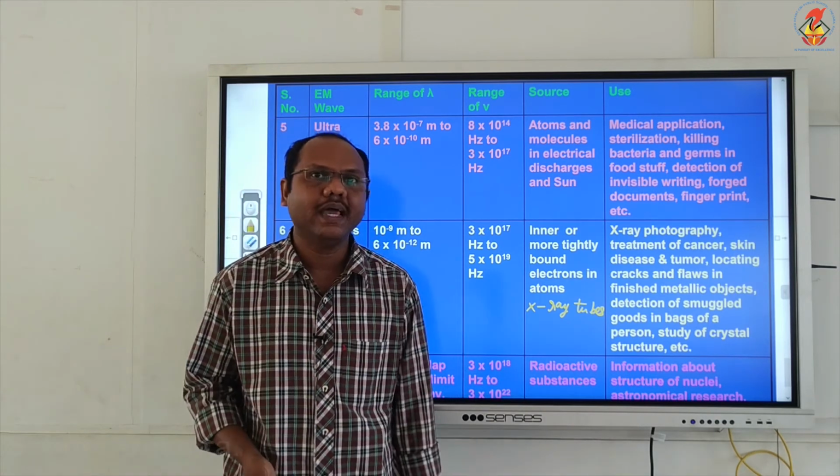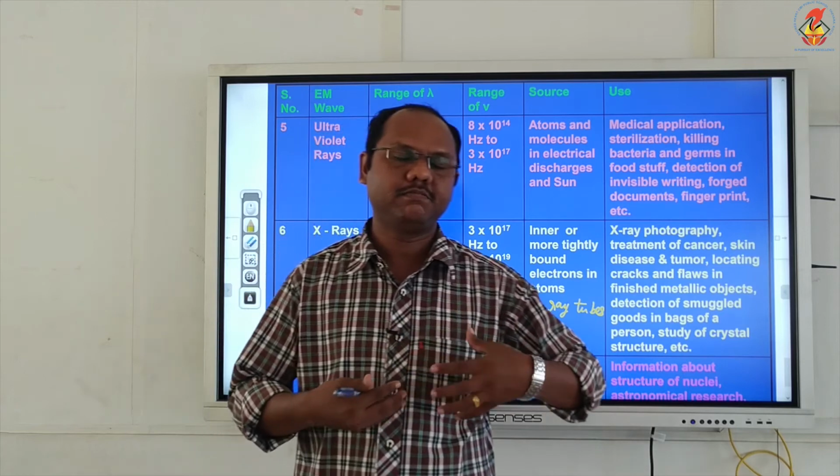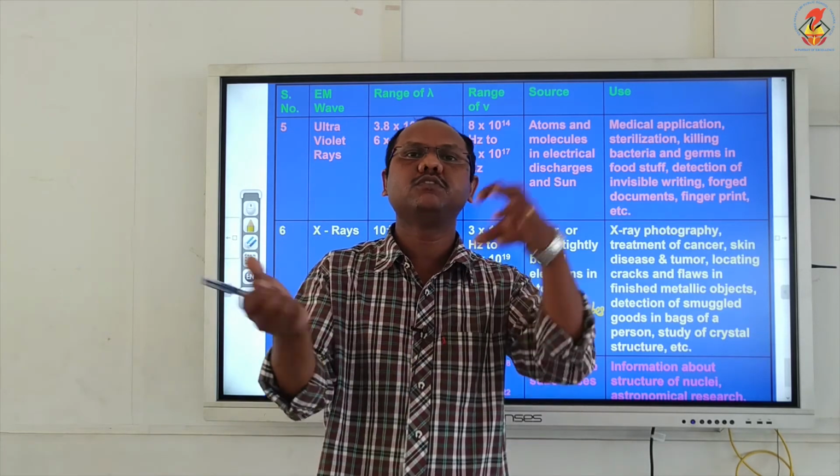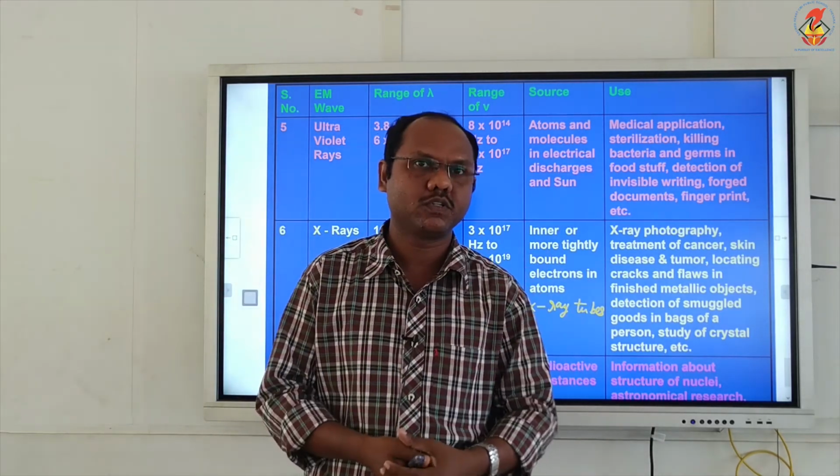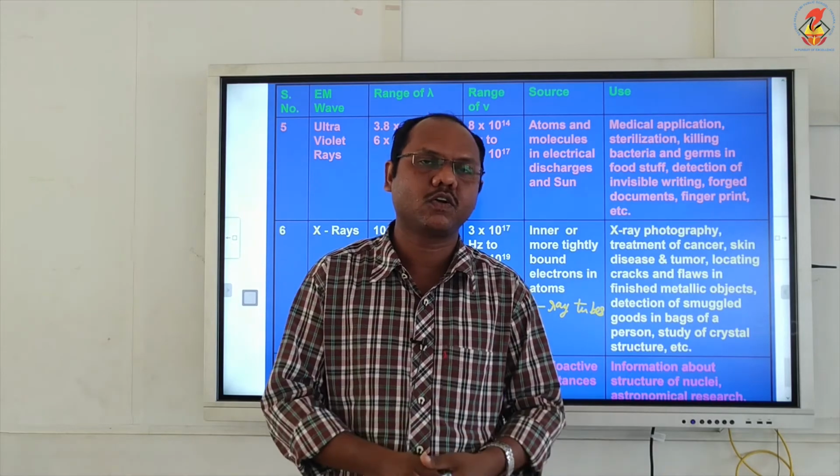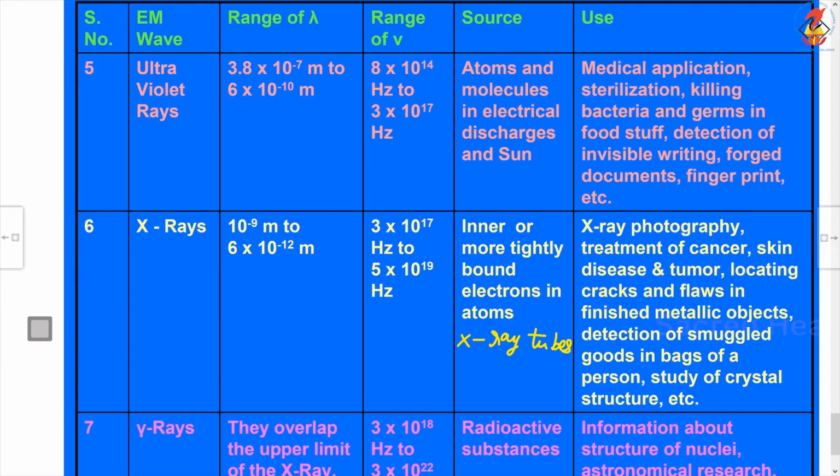Now, you already know X-ray can penetrate our flesh. So it is used to take the photographs of our bones. We can see whether the bone is cracked or not. So that is X-ray photography. Then it can be used to treat skin disease and tumor.